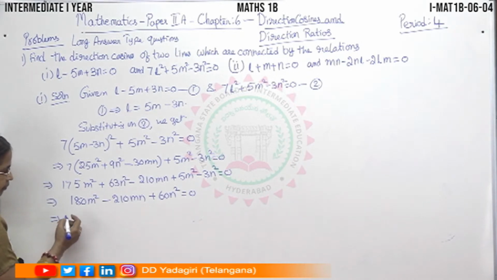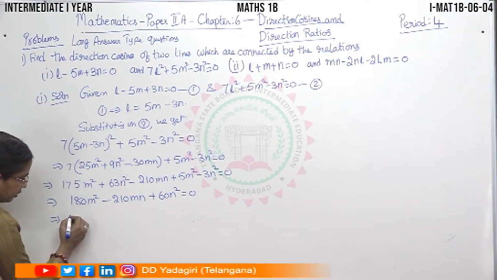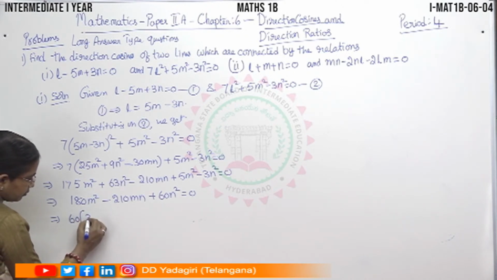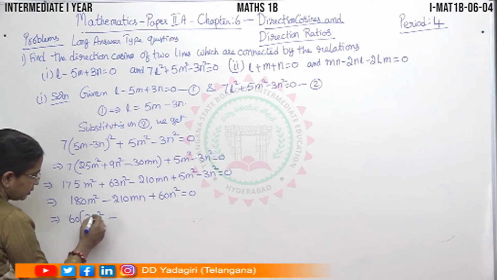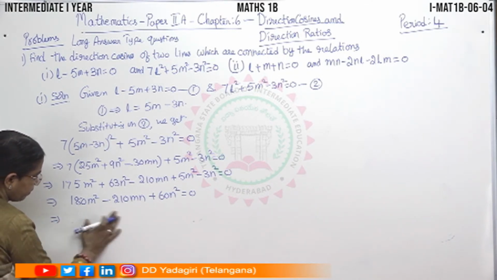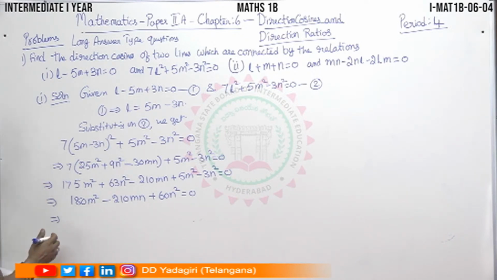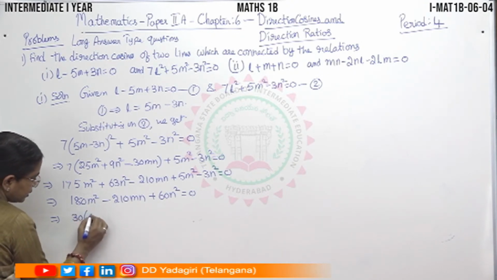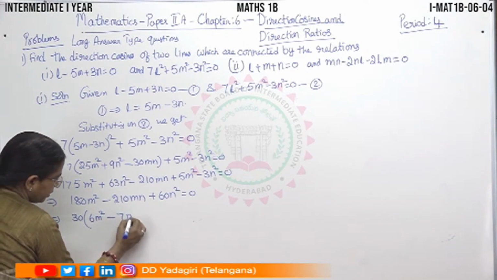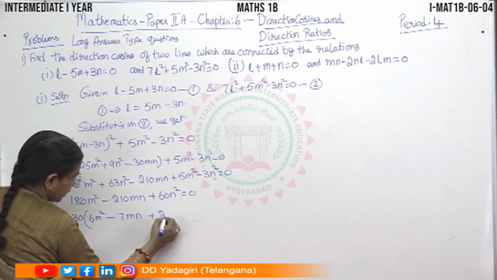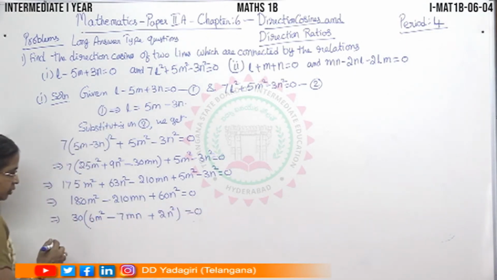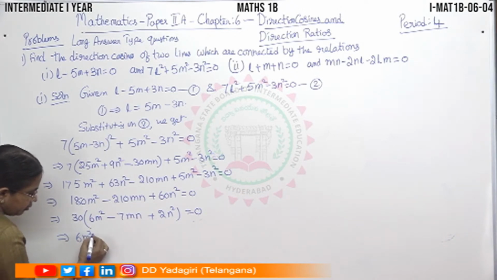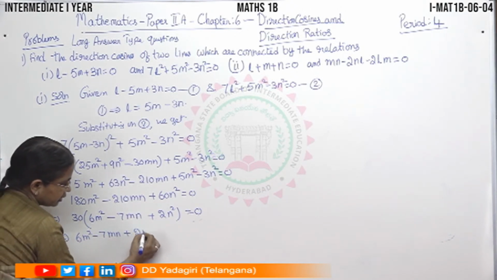You can take 30 common, only 30 common. So that means 6m square minus 7mn plus 2n square is equal to 0.